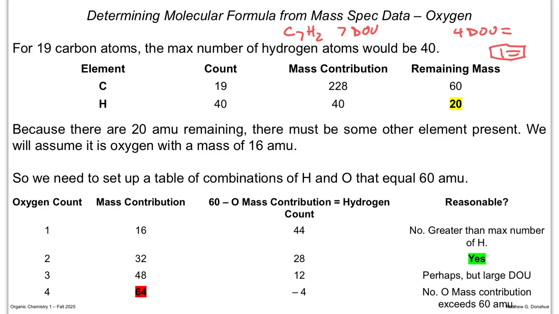So in our rundown here of looking at these possibilities, what was the most reasonable? 2 oxygens, because then we have a reasonable amount of degrees of unsaturation to work with. We're not having to put things in that might not be structurally sound based on bond angles and hybridization.